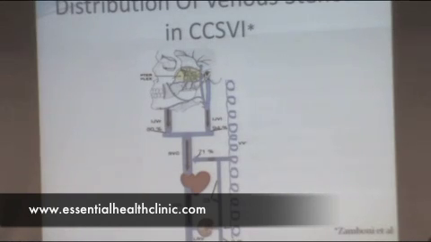And this is the distribution of venous stenosis in CCSBI. The most common site for stenosis is, of course, the left internal jugular vein. This is the most common site for stenosis, which I believe is because of the complex anatomy and the embryology in this region. So it's much more common than the right internal jugular vein and the azygos vein.